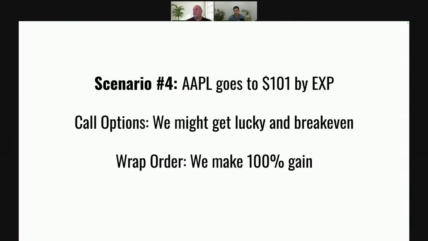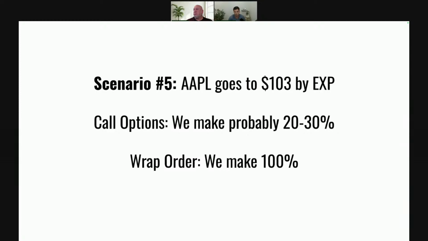It gets even better, though. If Apple goes to 101 by expiration, it moves 1% during this time period. With call options, you might get lucky and break even, although I doubt it, because remember, my example moved 2.5% and we still lost money. But let's just say, for example's sake, you might get lucky and break even. With the wrap order, you're going to double your money.